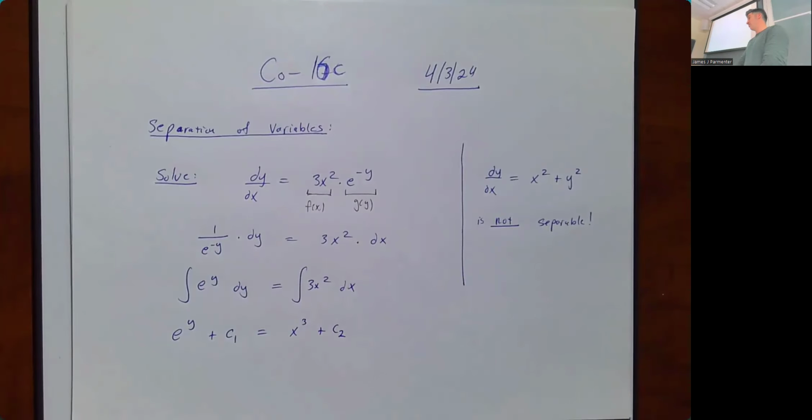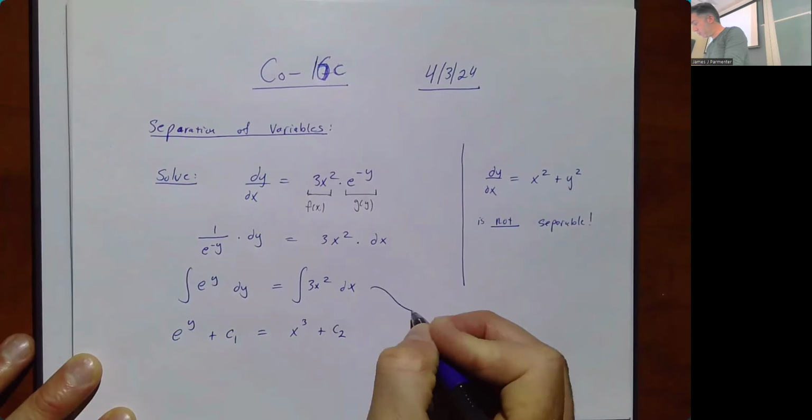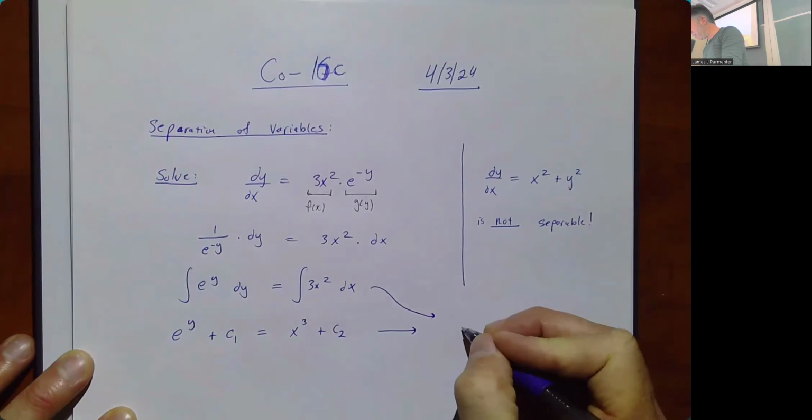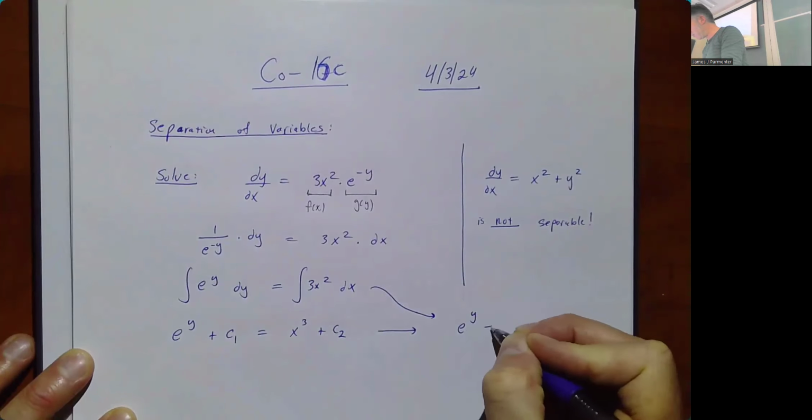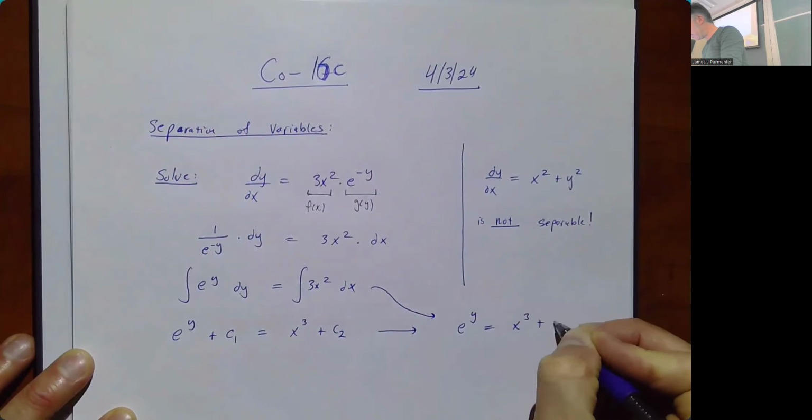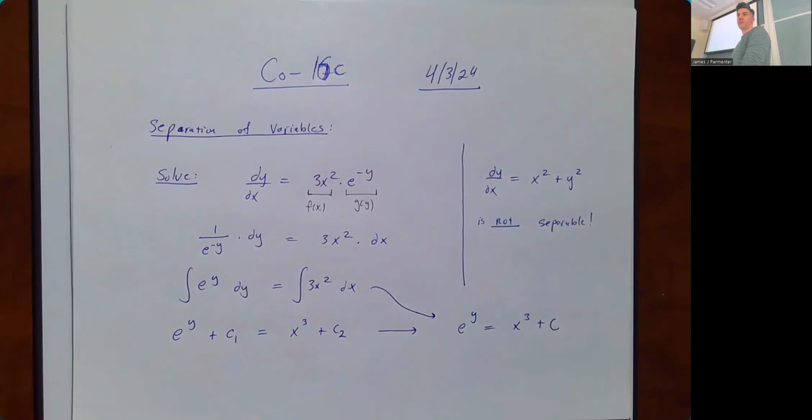But then I'm going to write it how we would really write it, which is I can subtract c1 to the other side, and the constant c2 minus the constant c1 is just another constant, which we're going to call c. So really when we're doing this, the side that doesn't have y on it, we're going to put the constant on. So I would have gone straight from here to saying we have e to the y on the left equal to x cubed plus a constant on the right.